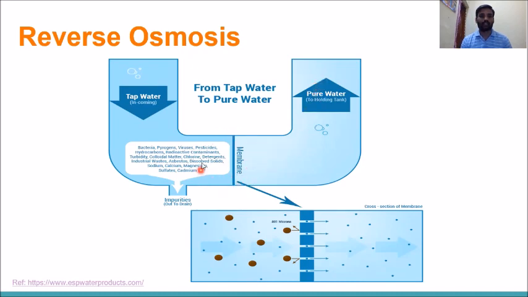What will happen if the water is passed through this membrane? Here the cross section of the membrane is given. There are many micropores available in the membrane. The fresh water will pass through this. The remaining bacteria, pathogens, contaminants, chemical contaminants, turbidity, dispersed particles, and physical impurities will be deposited over here, and this will be removed from the reverse osmosis system.